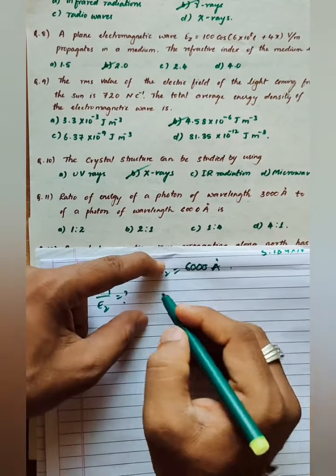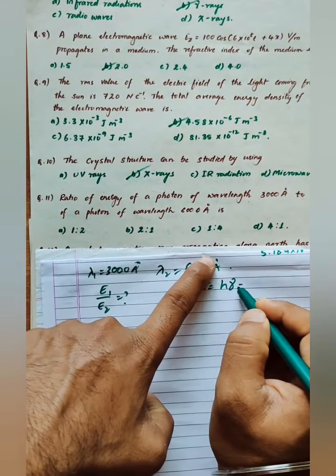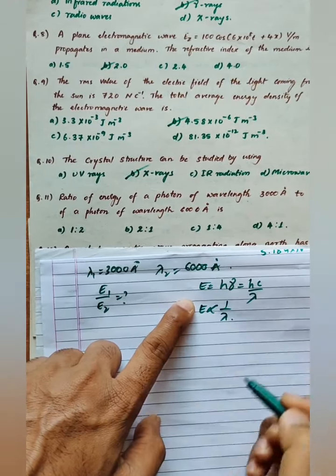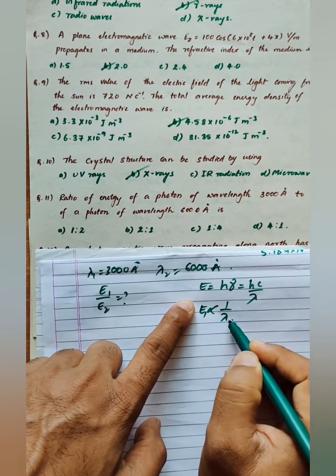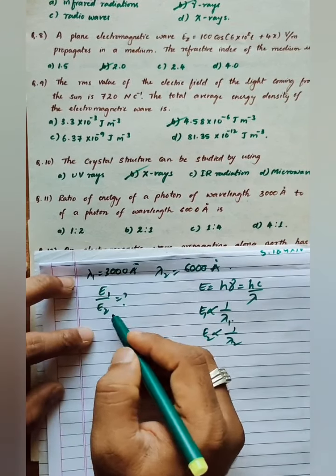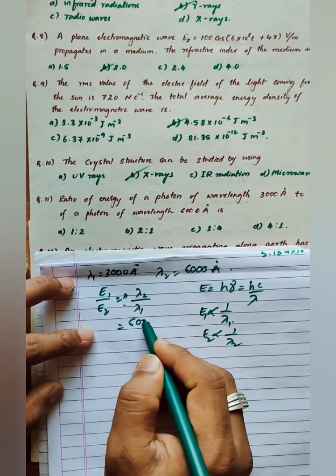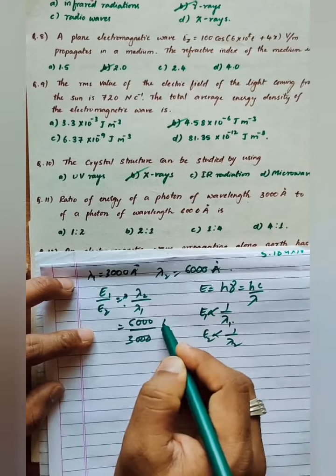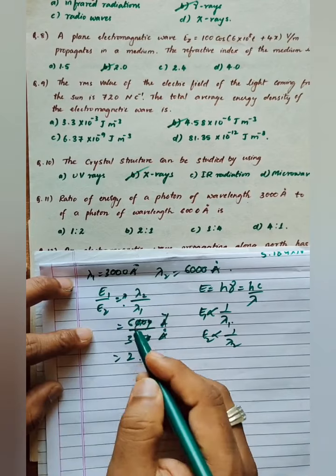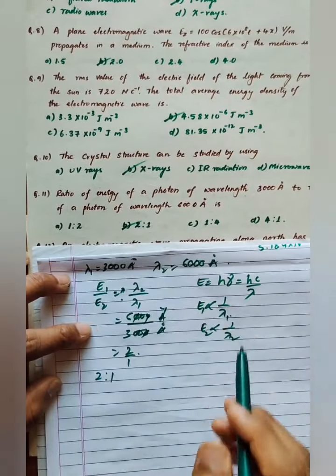But we know that energy E is equal to h nu or hc by lambda, correct? It means E is proportional to 1 by lambda. So E1 is proportional to 1 by lambda 1, E2 proportional to 1 by lambda 2. So we can write E1 by E2 is equal to lambda 2 by lambda 1. Lambda 2 is 6000, lambda 1 is 3000, Angstrom gets cancelled. So 2 is the answer, 2 by 1, it means 2:1. So option B is the right answer.